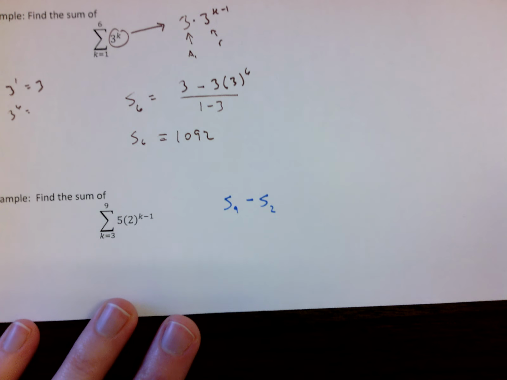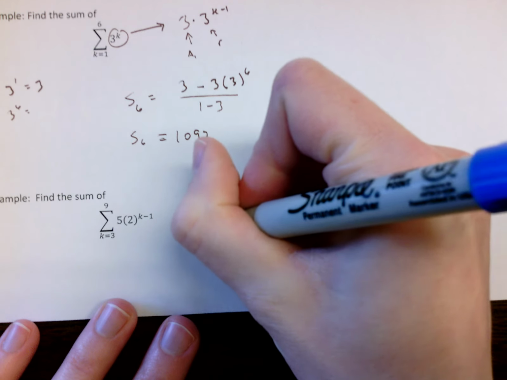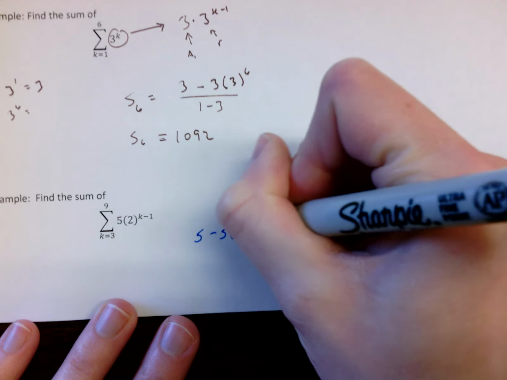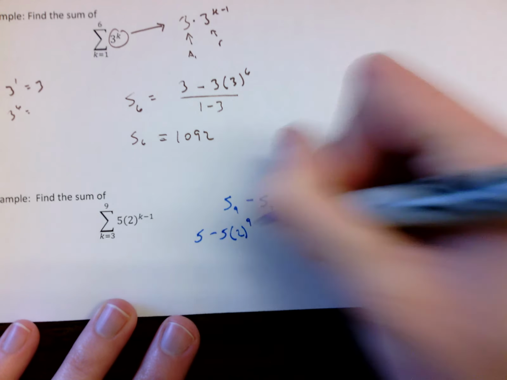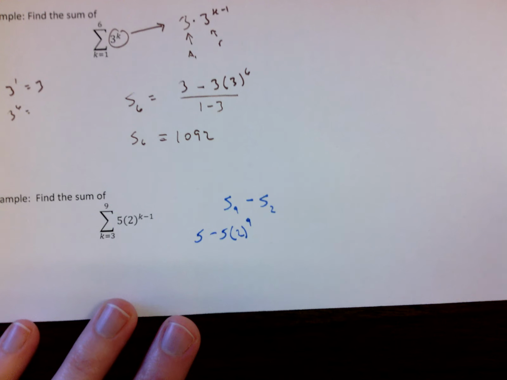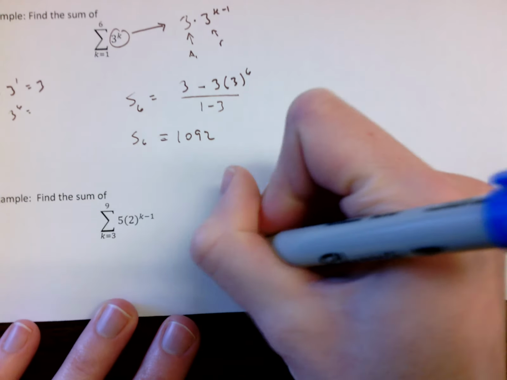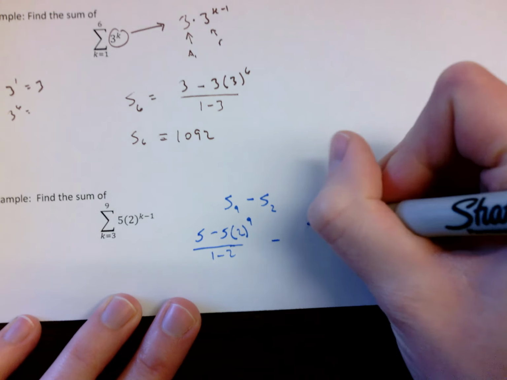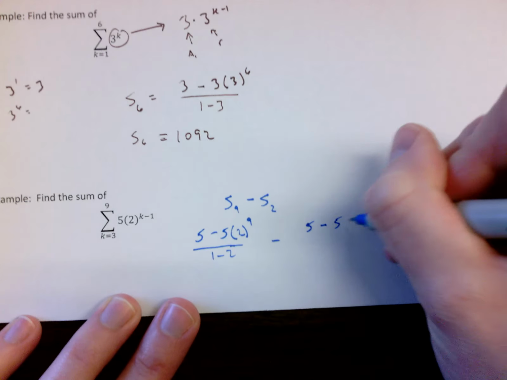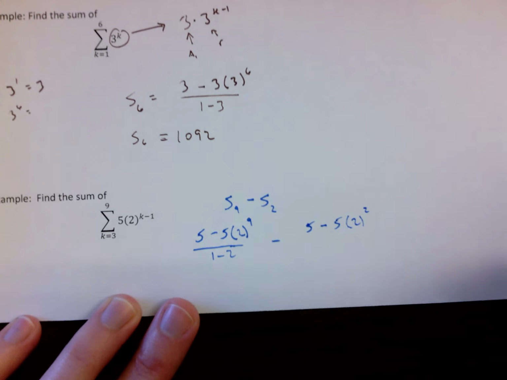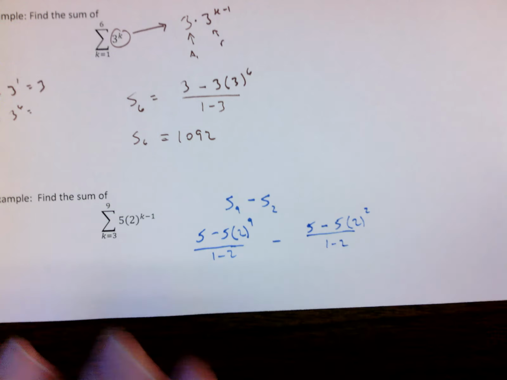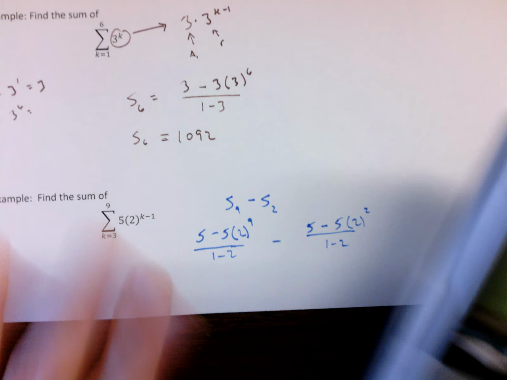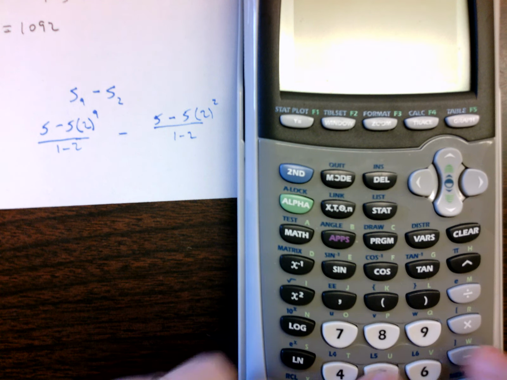So the sum of the first 9 terms, that would be my initial value minus initial value times your rate to the matching exponent, so the 9th power, over 1 minus your rate. And then S2 would be starting number minus starting number times rate to the 2nd power over 1 minus 2. Okay, cool. We can figure this out pretty easily.